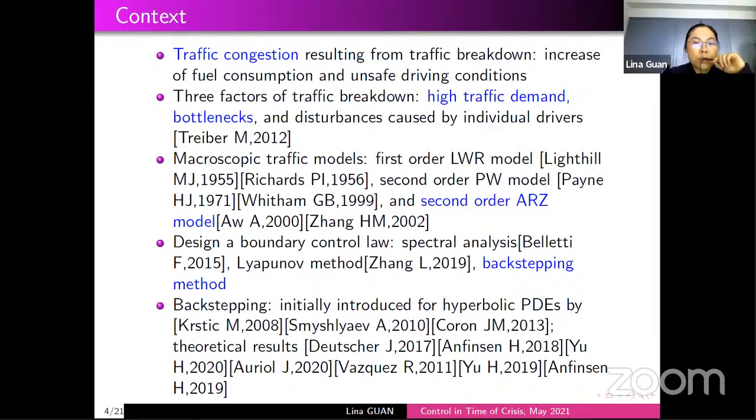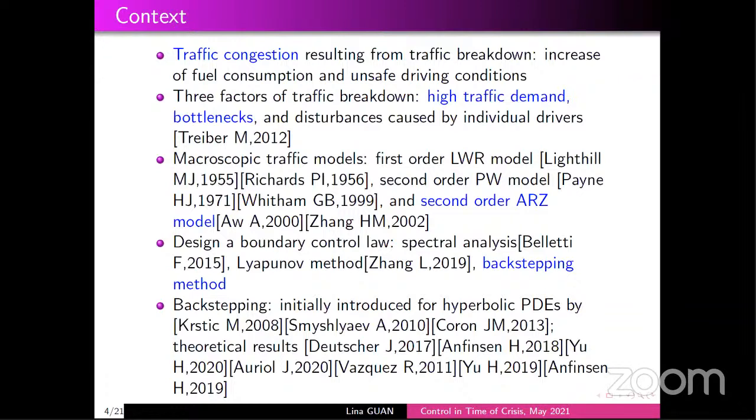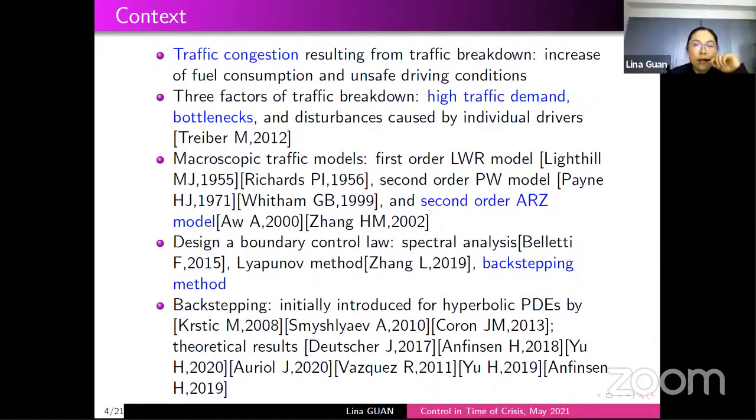There are several macroscopic traffic models, for example, the first order LWR model, the second order PW model, and the second order ARZ model. For this work, we use the second order ARZ model. The methods of boundary control law include spectral analysis, the Lyapunov method, and the backstepping method. For this work, we use the backstepping method to design an observer-based output feedback controller for the traffic breakdown to dissolve the traffic congestion.